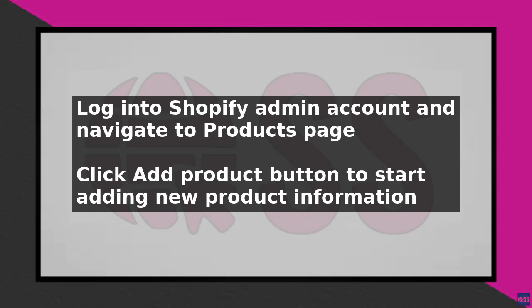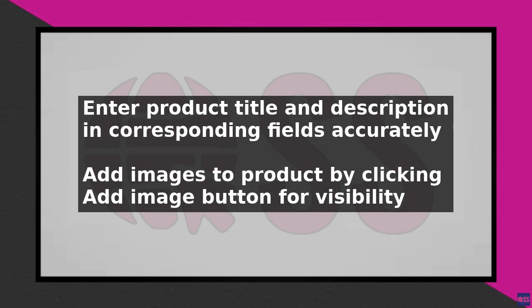The title should be concise and descriptive, while the description should provide more details about the product. You can also add images to the product by clicking the Add Image button. After that, set the product price and compare at price if applicable.